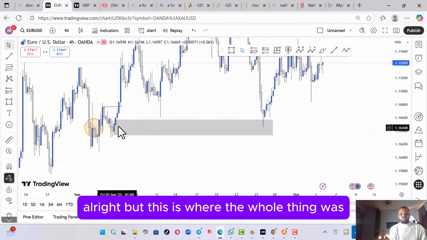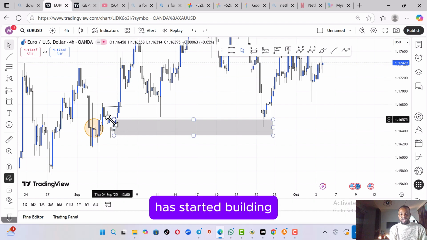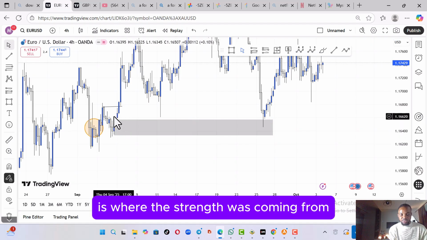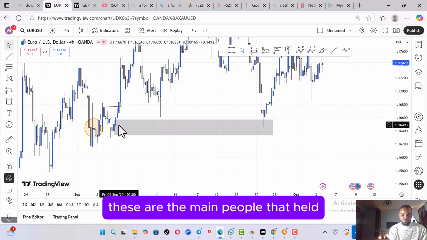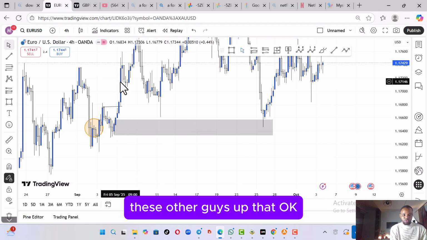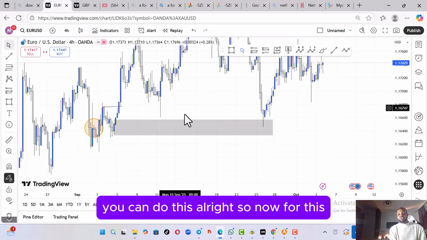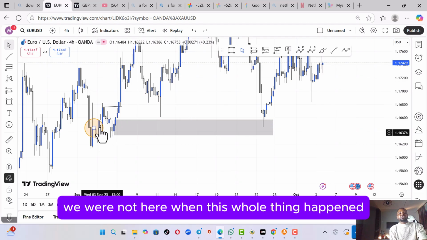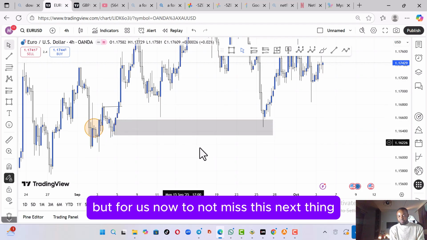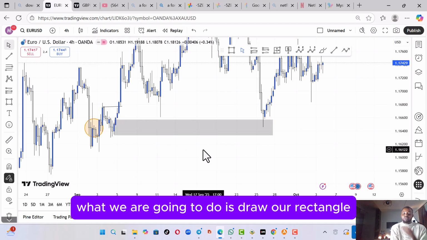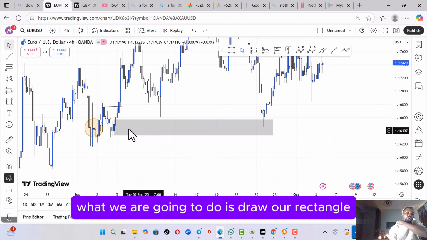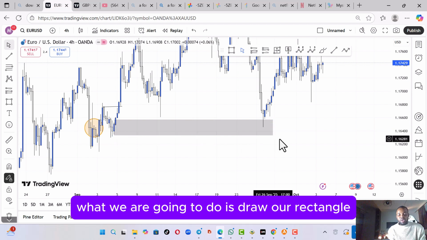But this is where the whole thing has started building. This is where the strength was coming from. These are the main people that held these other guys up, that okay, you can do this, all right? So now for this, we were not here when this whole thing happened, but for us now to not miss this next thing, what we are going to do is draw our rectangle.